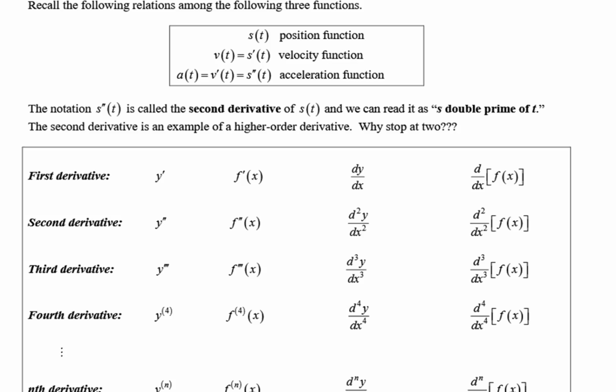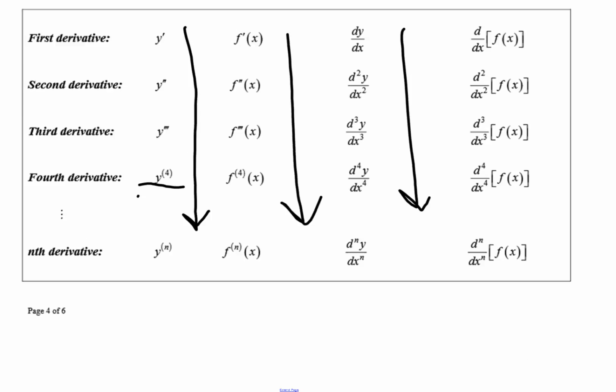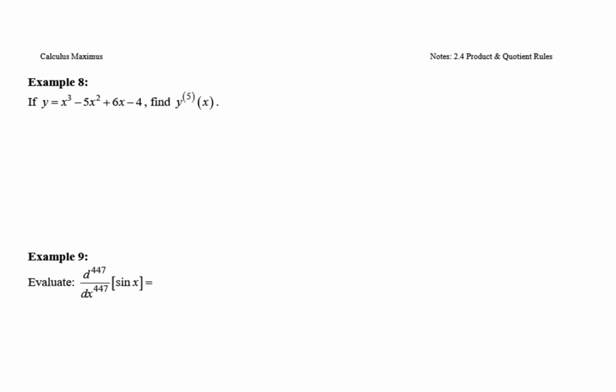As we keep going to higher order derivatives, you would write it like this. This changes at the fourth derivative if you're using the prime notation. And then this isn't so bad. It's just different ways to write it. So that means an example 8, to find the fifth derivative.